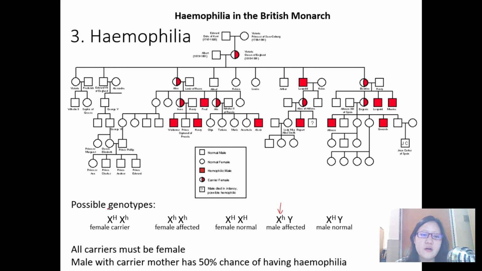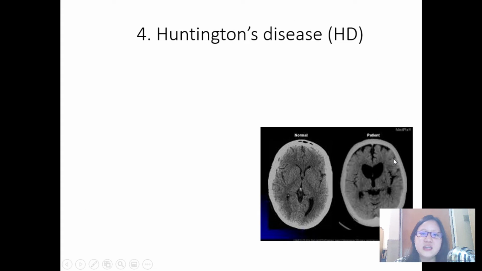Whereas in females, it's very likely that they become the carrier if they have a mom who is a carrier as well. Or the person could be unaffected entirely, so normal. So all carriers must be female. Again, a male with a carrier mother has a 50% chance of having haemophilia, which actually explains this generation of males getting haemophilia. Poor guys. But that's haemophilia for you.